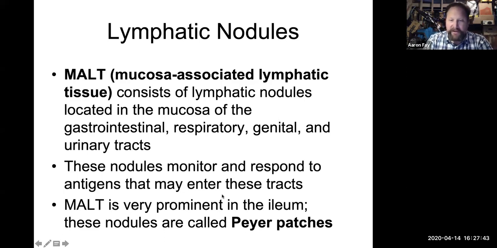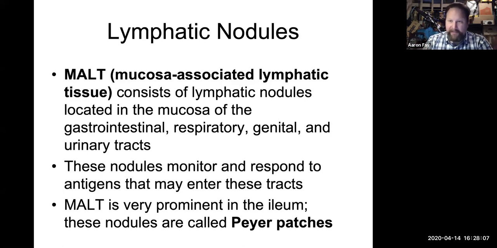Now, one particular kind of MALT that we'll be talking about is called a Peyer's patch. And a Peyer's patch is one specific type of MALT which is found in the small intestine. So this word here, ileum, your ileum is a section of your small intestine. So a Peyer's patch is a MALT in the small intestine.